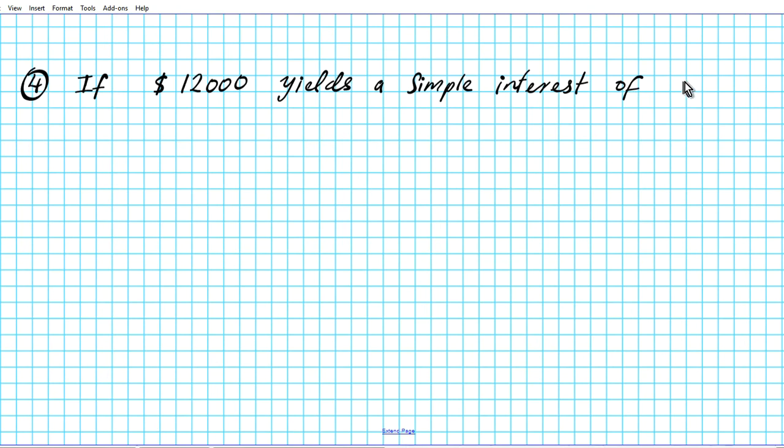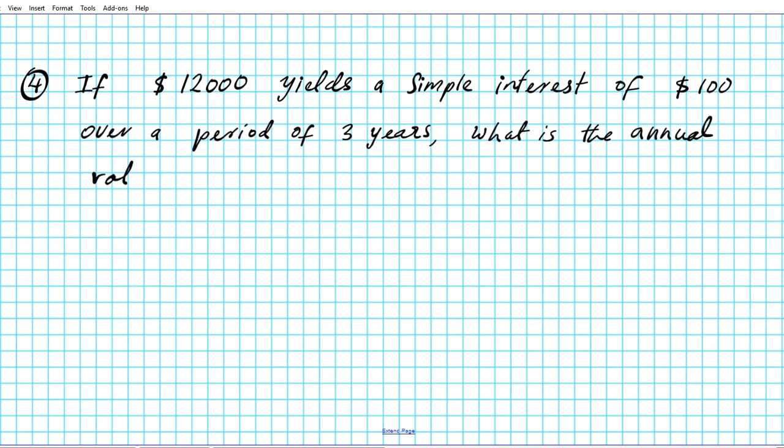Alright, let's take a look at question number 4. Now let's assume that a starting amount of 12,000 yields a simple interest of $100, over a period of 3 years. What is the annual rate? Okay, so that's the question.